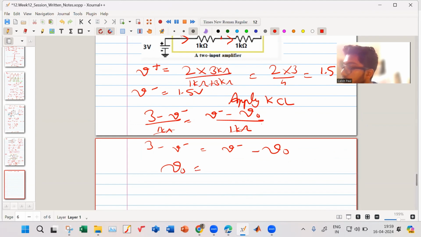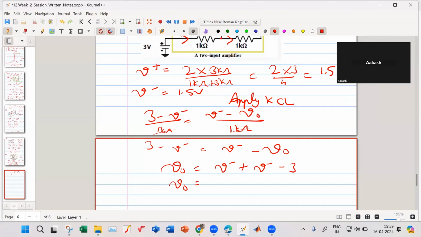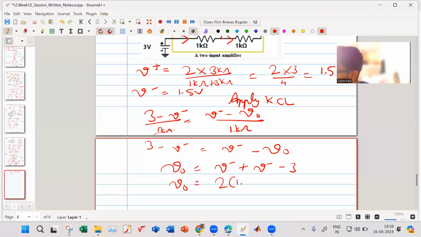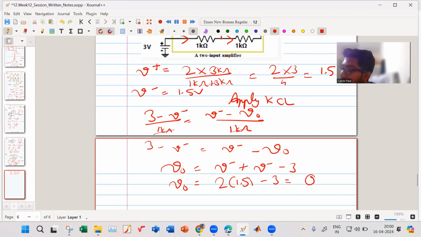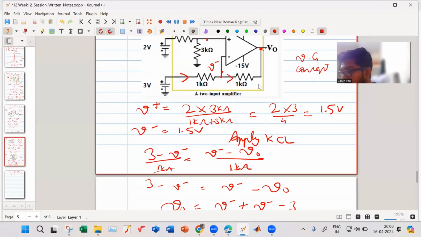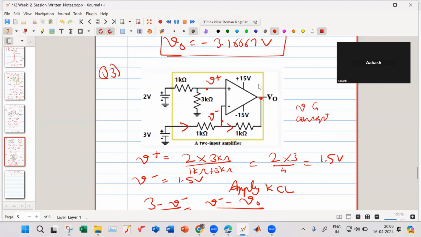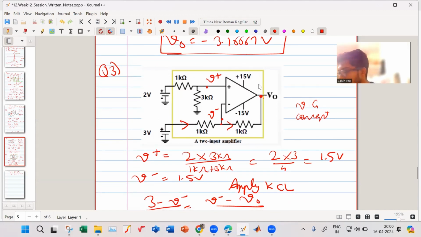So your V output is equal to V minus plus V minus 3. What is your V minus? 1.5. So it becomes 2 into 1.5 minus 3. How much is that? 3 minus 3, 0. So it is 0 volt. Any doubts in this?